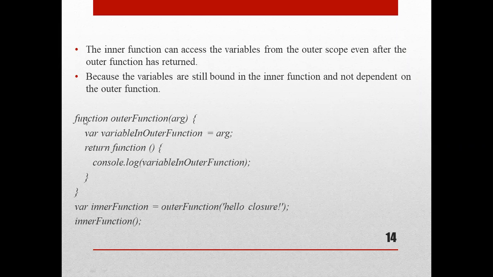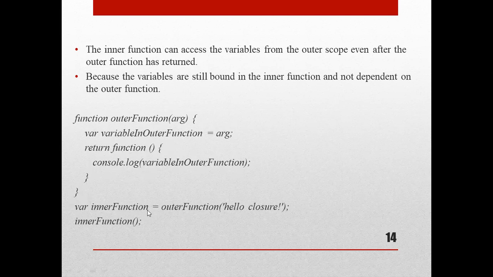Here you can see a function named outer function with an argument, and one variable for that function, variable in outer function, equals the argument. Then it returns a function. That function has no name, so it is an anonymous function. What does it include? It is going to print console.log variable in outer function, that means the argument will be printed. After closing the inner function, close the outer function also.